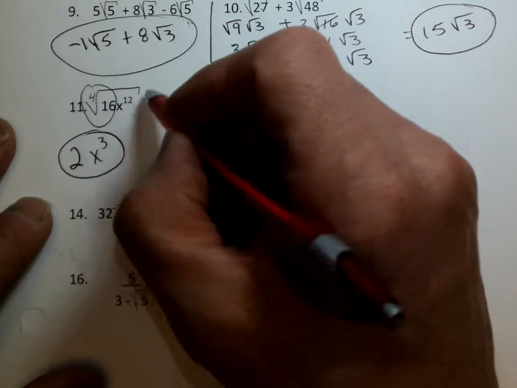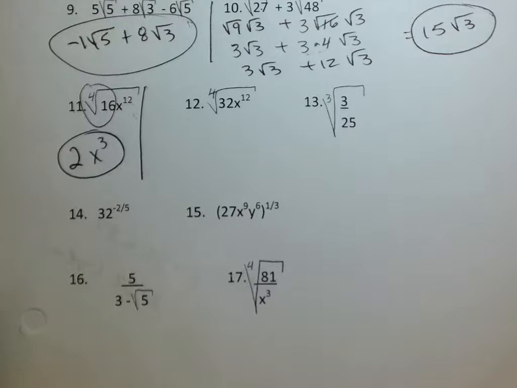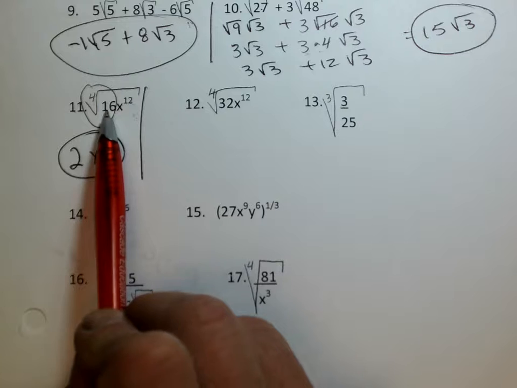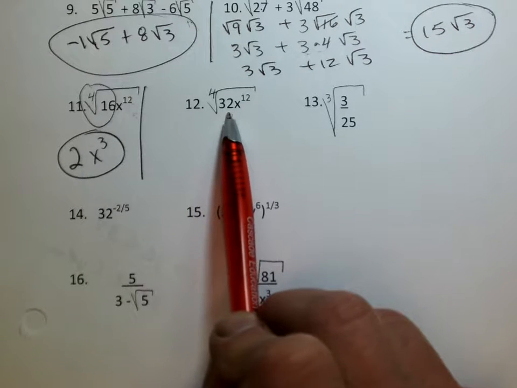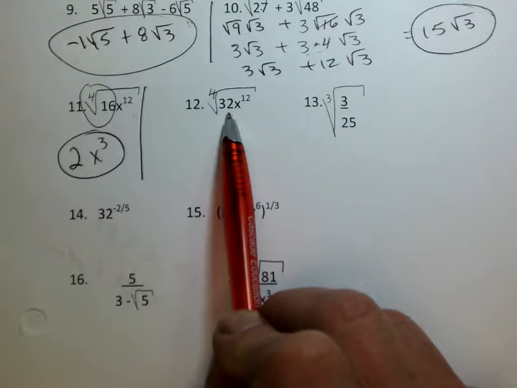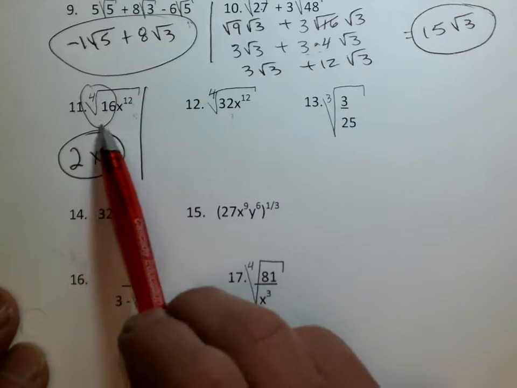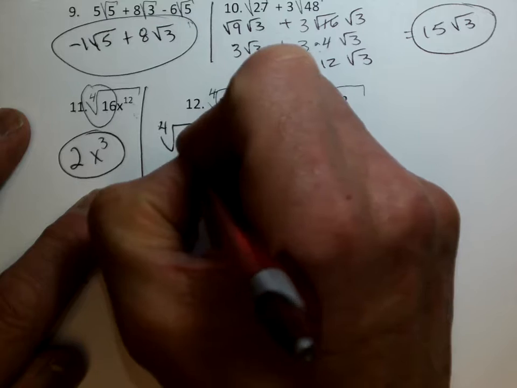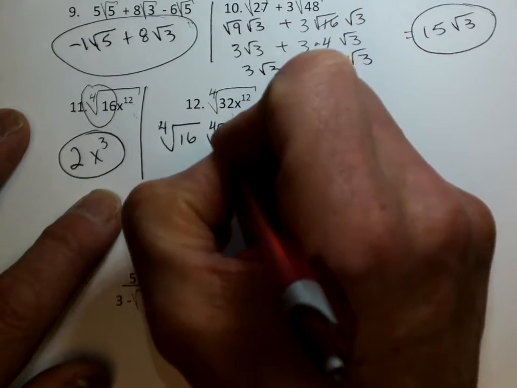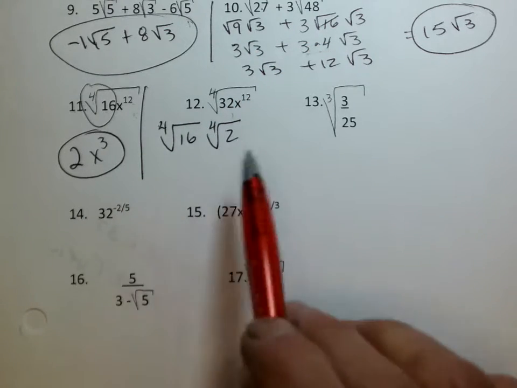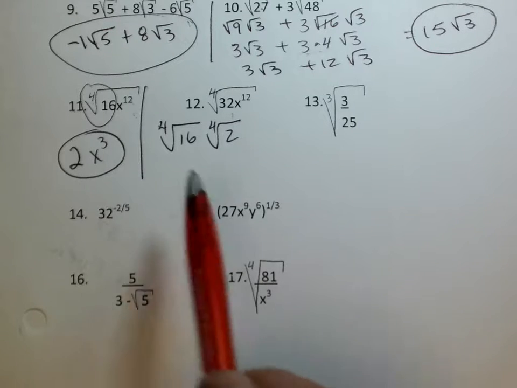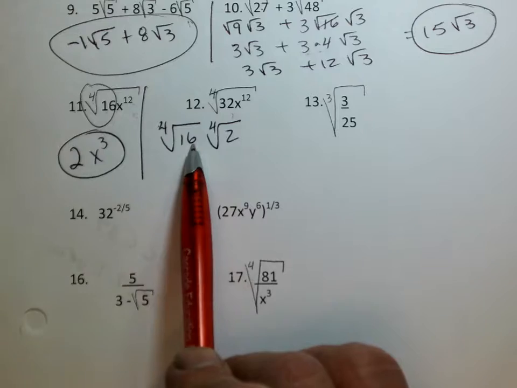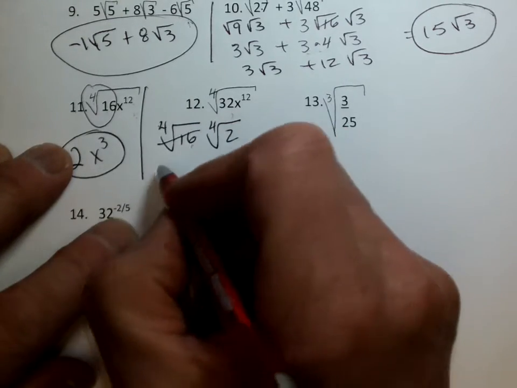Twelve is a little bit different, but I just discovered that the 4th root of 16 was 2, so let's break 32 into 16 and 2, because I know what the 4th root of 16 is. I know 16 times 2 is 32, but we just saw that the 4th root of 16 is plain old 2, so we can take the 4th root of this term and make that a plain old 2.